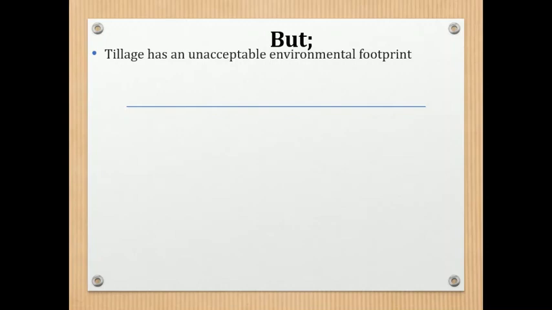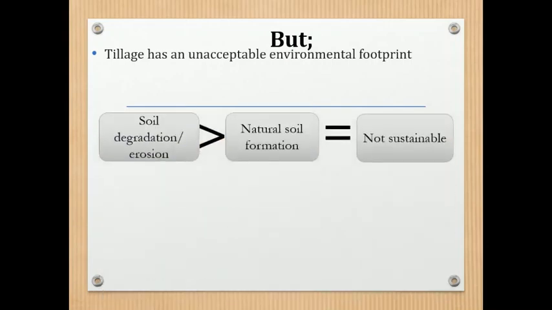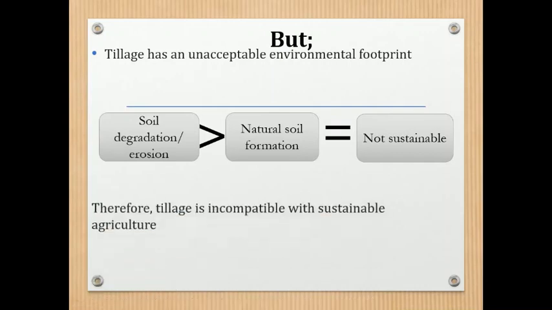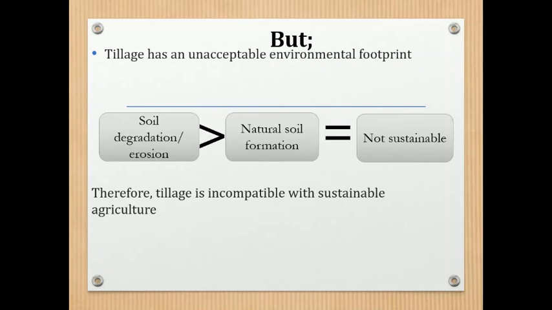But tillage has an unacceptable environmental footprint. When continuous tillage is happening, the soil degradation process and erosion process is happening at a higher rate than the natural soil formation process, which is not sustainable in the long run. Therefore, tillage is incompatible with sustainable agriculture.